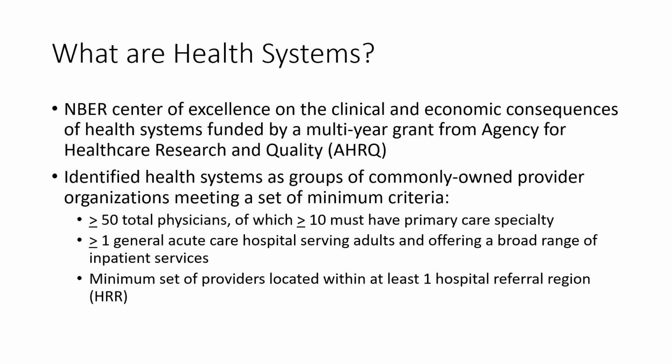There must be at least one general acute care hospital. So we're not going to have systems of just children's hospitals here. At least one general acute care hospital serving adults and offering a broad range of inpatient services. And then finally, there's a minimum set of providers located within at least one hospital referral region. So it can't be that you have one little outpost in Colorado, one little outpost in California, one little outpost in Massachusetts, and in total it adds up to 50, but you don't meet that in any area. So there has to be at least a minimum number in that area.